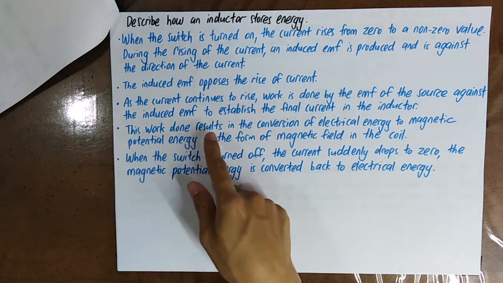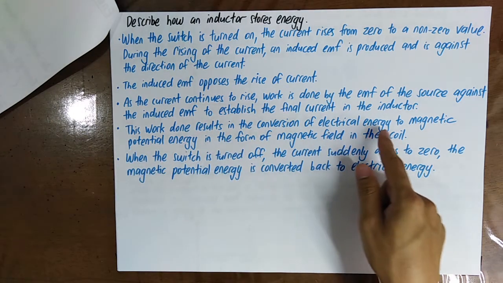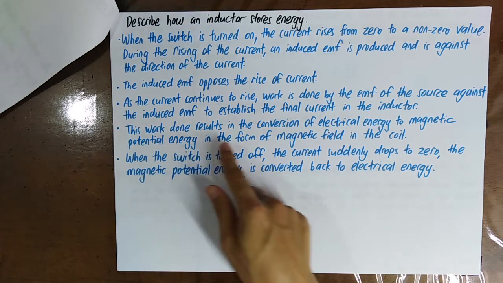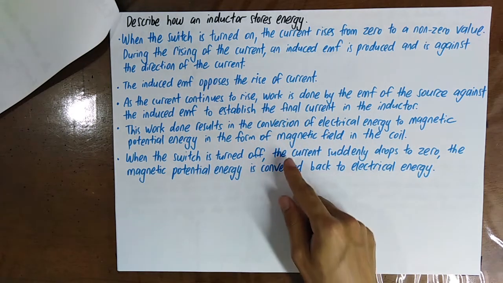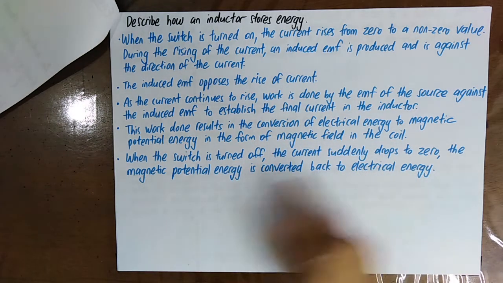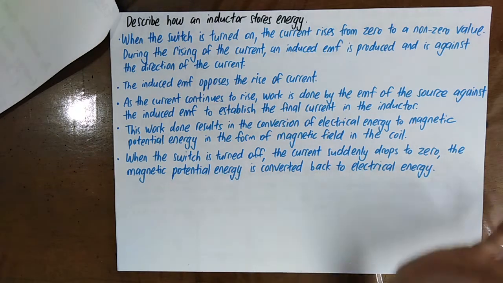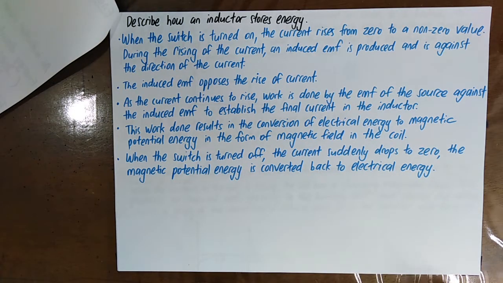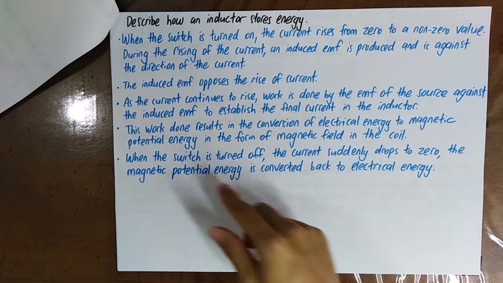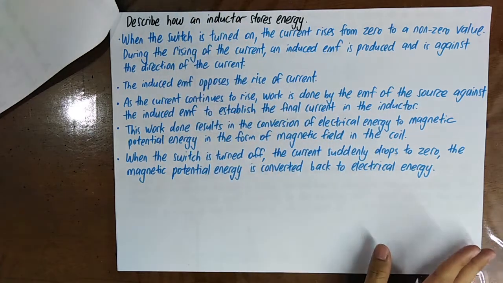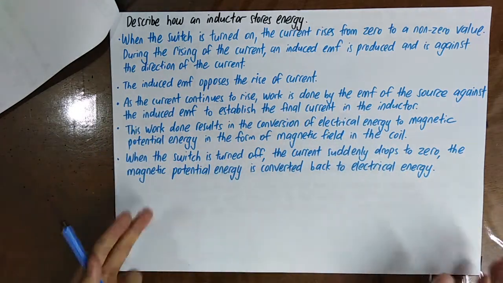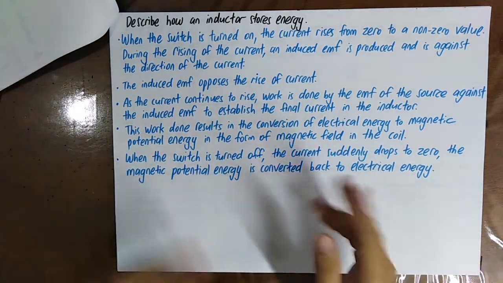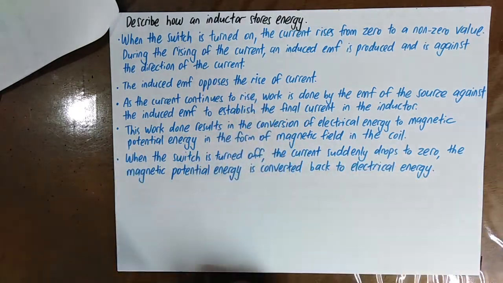This work done results in the conversion of electrical energy to magnetic potential energy in the form of magnetic field inside the coil. When the switch is turned off, the current drops to zero, and the magnetic potential energy is converted back to electrical energy. Remember that in the next chapter, alternating current, a capacitor and an inductor cannot dissipate energy, because whatever energy you gain, you have to give it back to the circuit later on. So for alternating current, the inductor cannot dissipate energy.